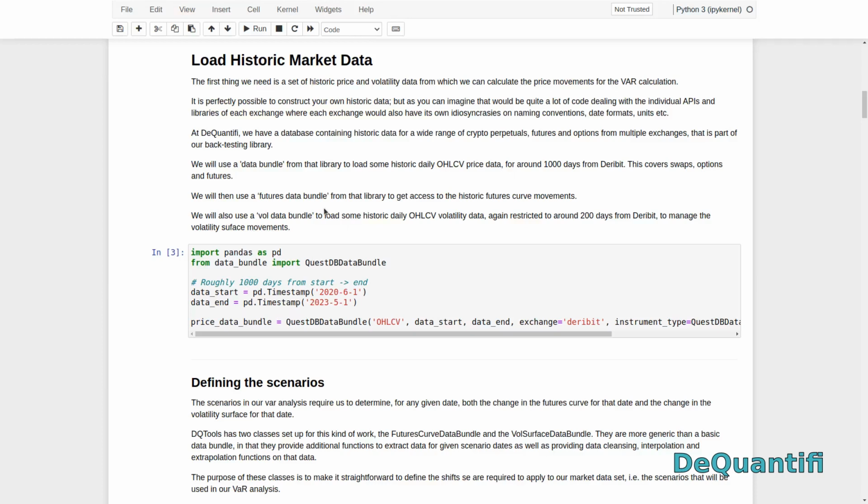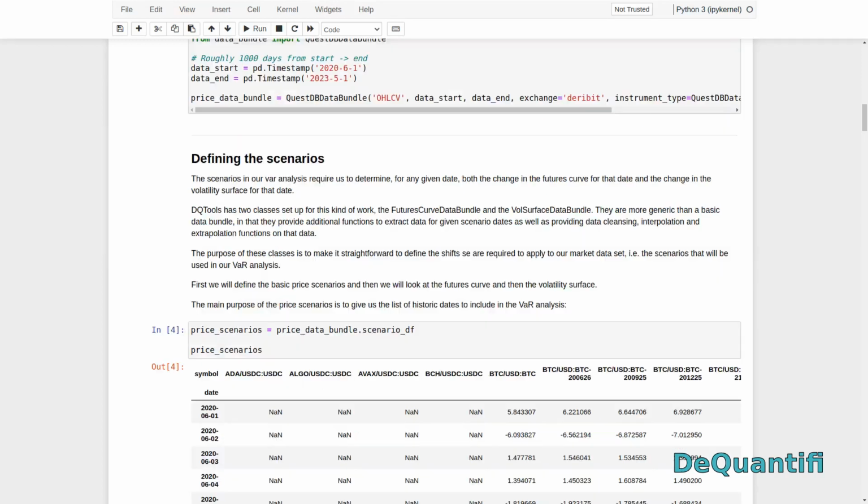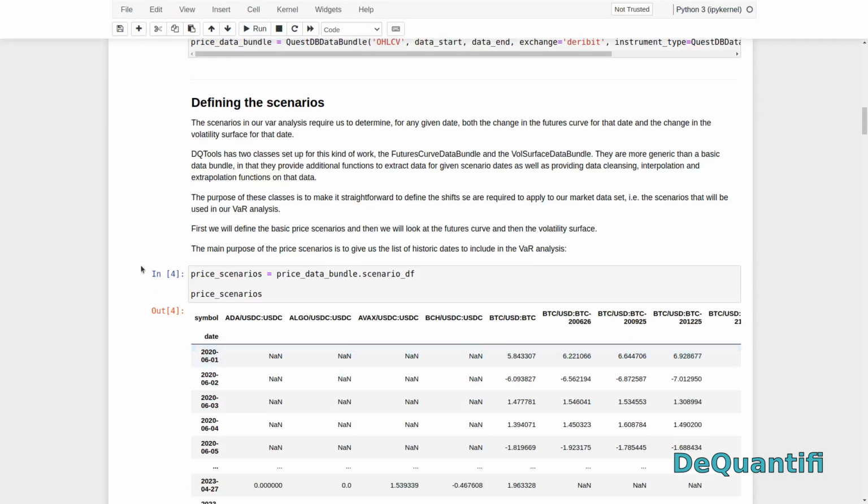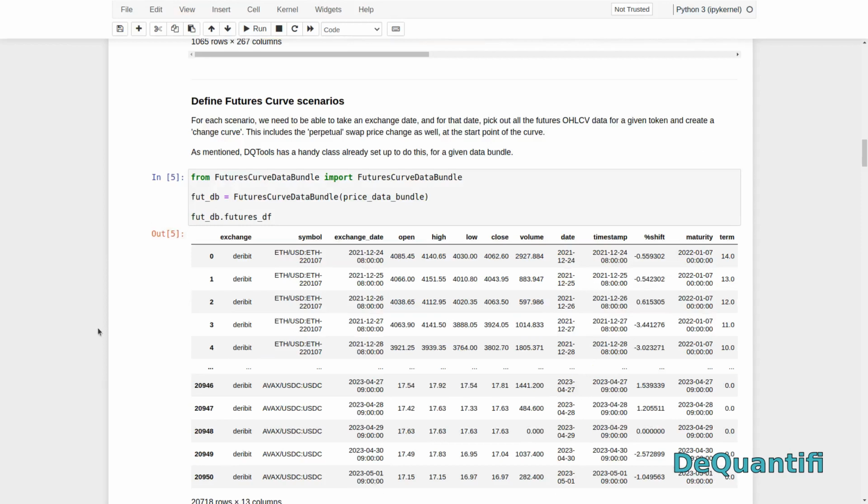At DeQuantifi, we have access to historical price data, and in DQTools, we have a handy class for loading data bundles. Here, we will load up around 1,000 days worth of historic data from Deribit. We can take a look at the history, which covers price changes for swaps and futures. To deal with derivatives, instead of looking at the individual price changes, we need to work instead with the futures curve as a whole. DQTools provides a handy class for that, the futures curve data bundle, that converts price changes into curve changes, as you can see here.